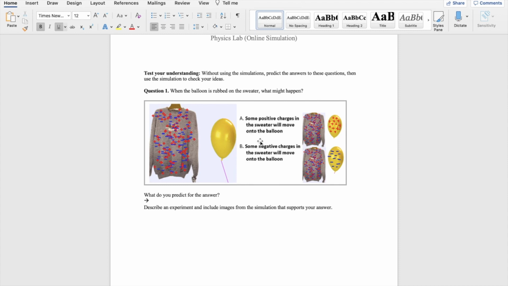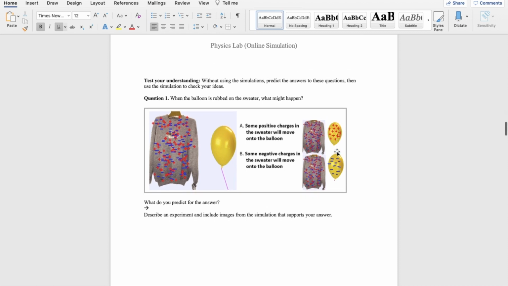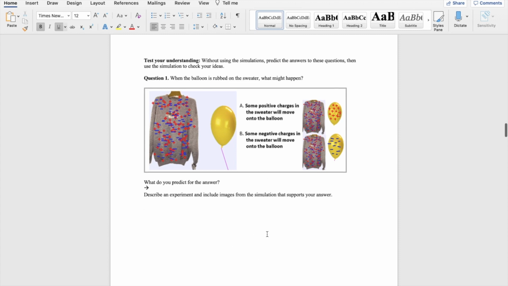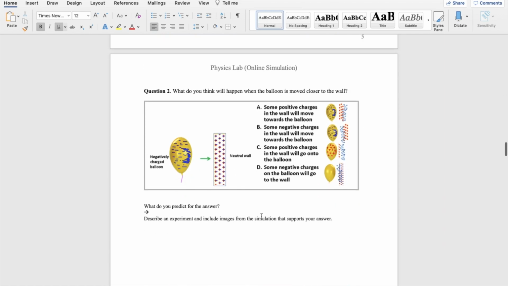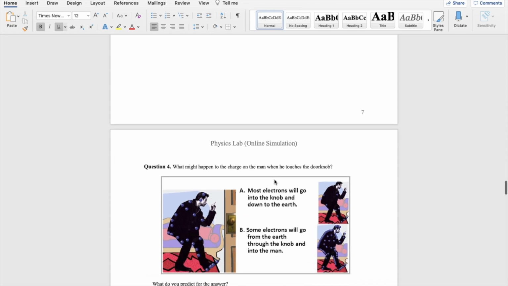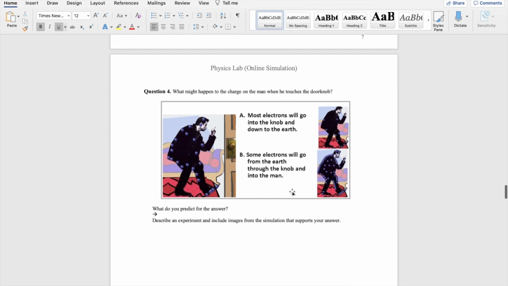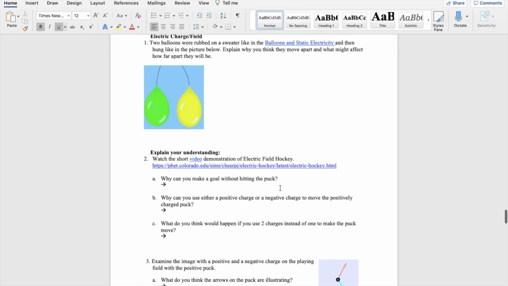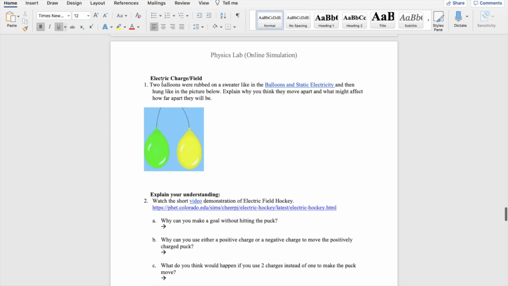You have two options, A and B, but you'll have to go back to your previous balloon experiment and do the experiment, and also include the image to support your answer for either choice A or choice B. Same thing here, question 2, question 3, and question 4, back to Travolta's. This is again the two balloon experiment.